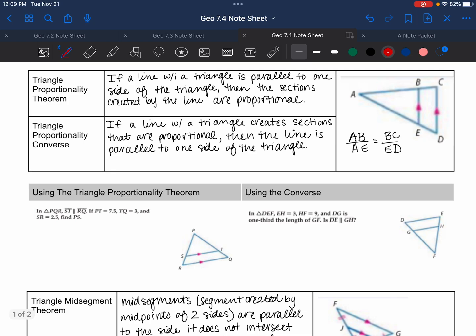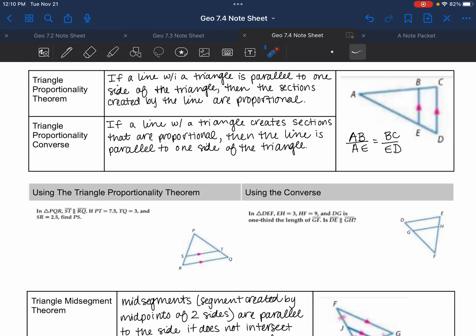Triangle proportionality theorem. If a line within a triangle is parallel to one side of the triangle, then the sections created by the line are proportional. So in this image, AB to AE equals BC to ED. So those get split proportionally.